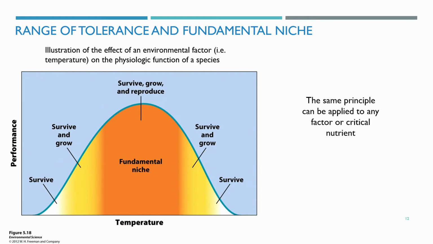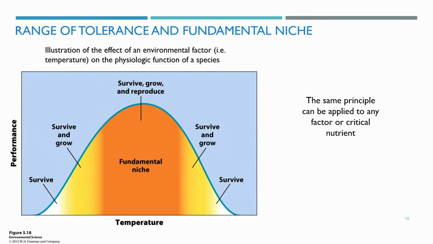So range of tolerance and fundamental niche. The fundamental niche is where a certain organism or a species can do all three. It can survive, grow, and reproduce. That's the fundamental niche. And so you do this and consider any property, not just temperature. So the same principle can be applied to any factor. It can be pressure, salinity, pH, anything.